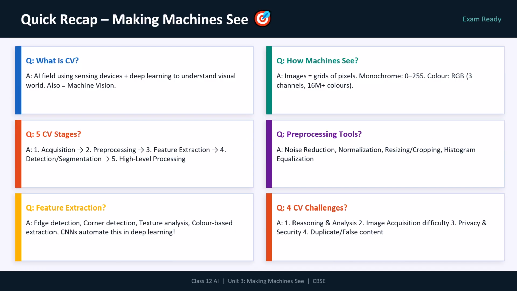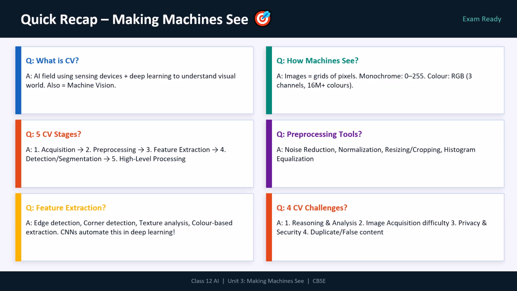Alright everyone, rapid fire recap. I'll say the question, you recall the answer. What is CV? AI field using sensing devices plus deep learning, also called machine vision. How does a computer see? Pixels, monochrome 0 to 255, color RGB 16 million plus colors.